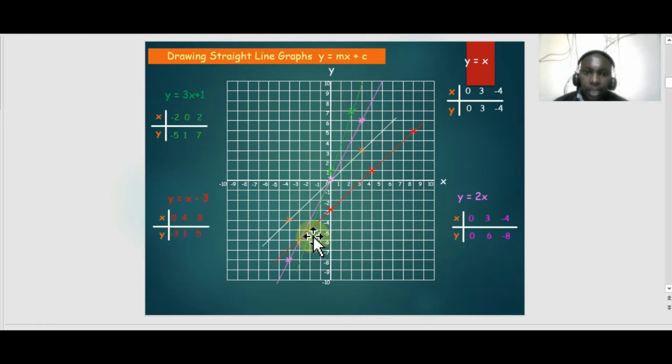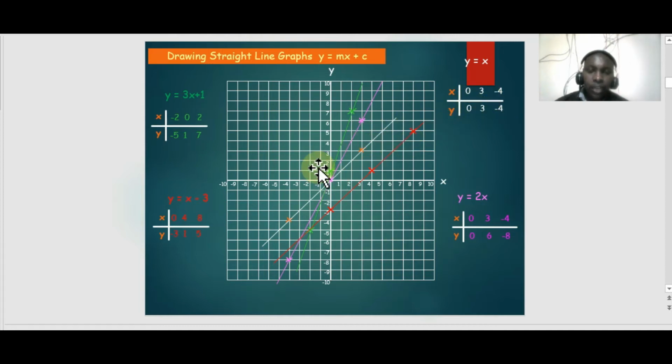So you can see the first point is here. The second point is here. The third point is here. So what you do, you just join the 3 points using a straight line. And by that, you're able to obtain your linear graph. So that is what you'll do for all the others that are here for this table.